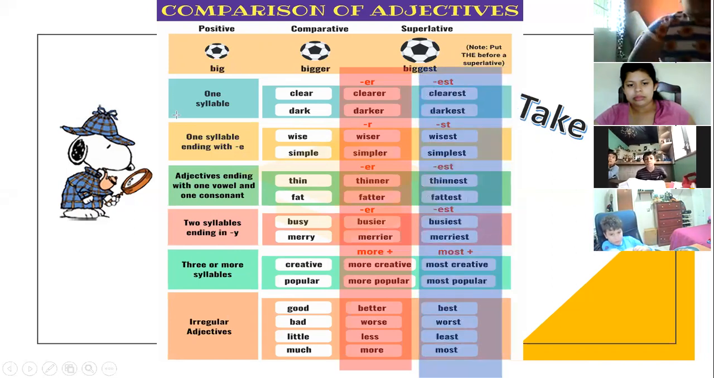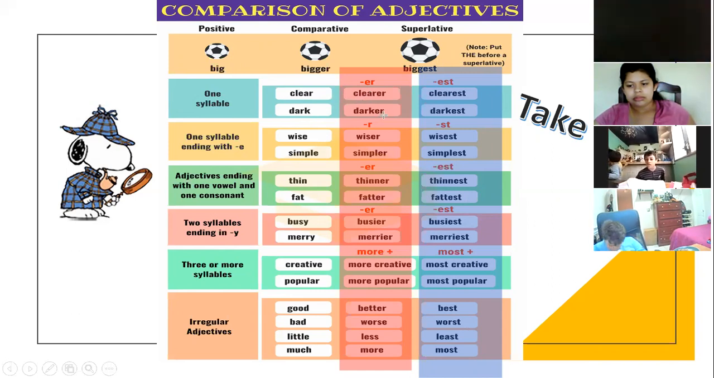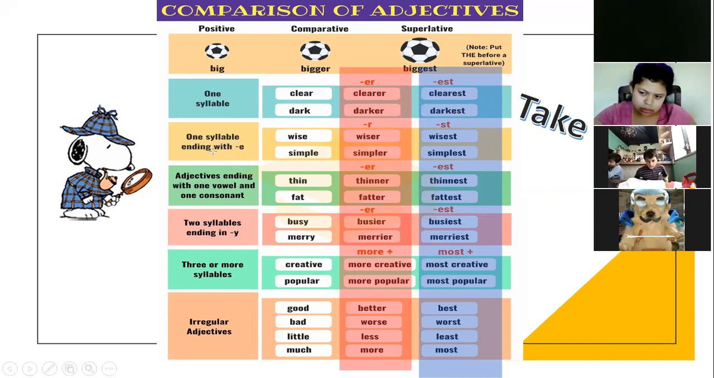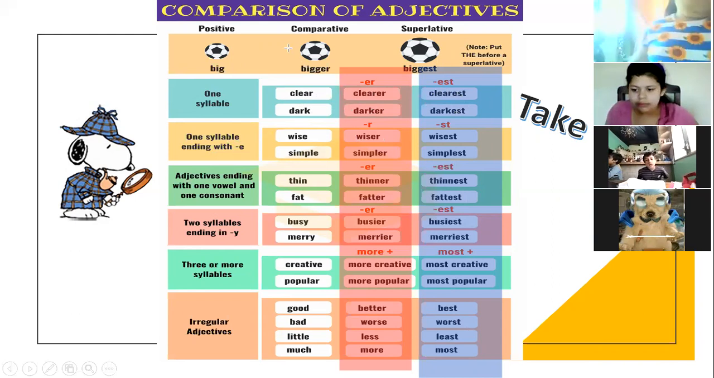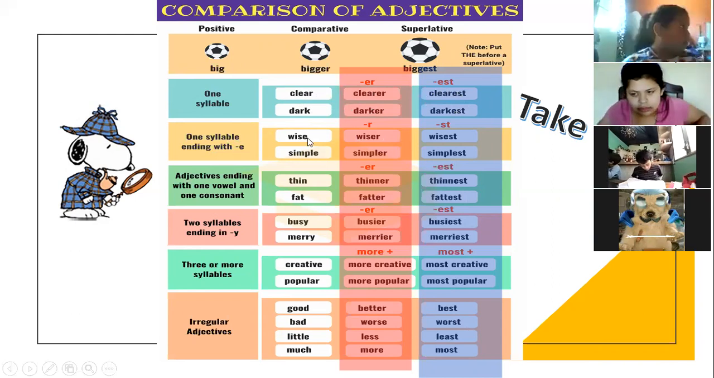Or for the superlative form, we add EST. But look at this, there are different categories. One syllable, perfectly, we add ER, no problem. Clear, clearer. Dark, darker. Clear, clearest. Dark, darkest. One syllable ending in E, so we do not duplicate the letter E. In this case, this last E is eliminated.